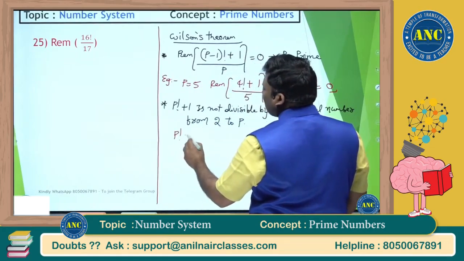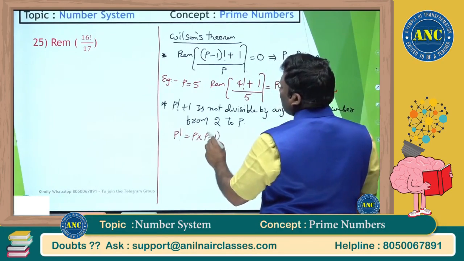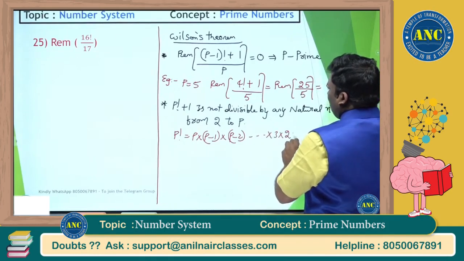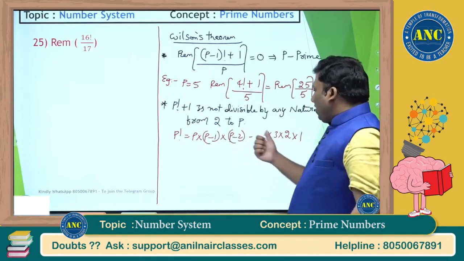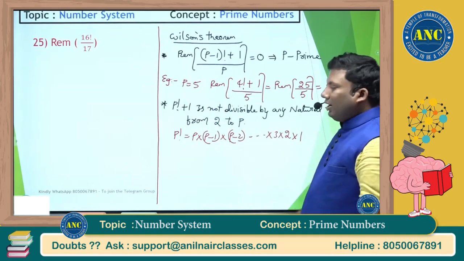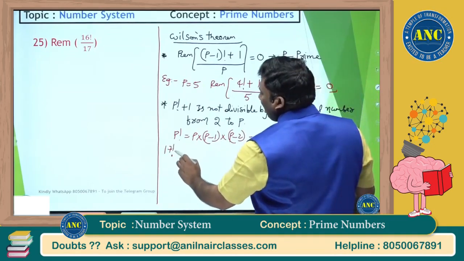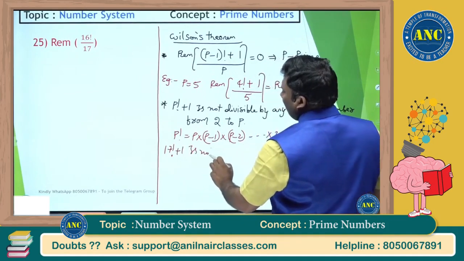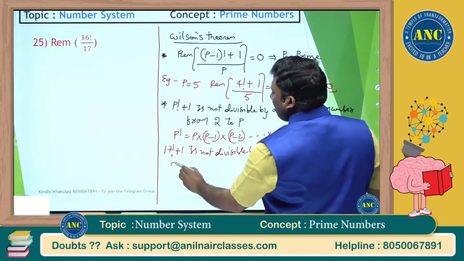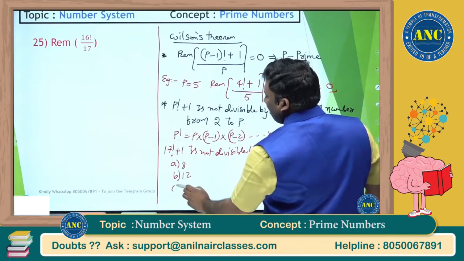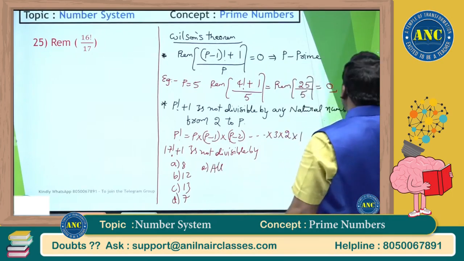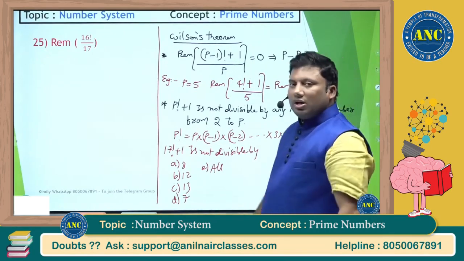Suppose p factorial itself is p into (p minus 1) into (p minus 2), and so on up to 3 into 2 into 1. p factorial is divisible by 2, remainder 1. p factorial is divisible by 3, remainder 1. Suppose 17 factorial plus 1 is not divisible by 8, 12, 13, 7, and so on.